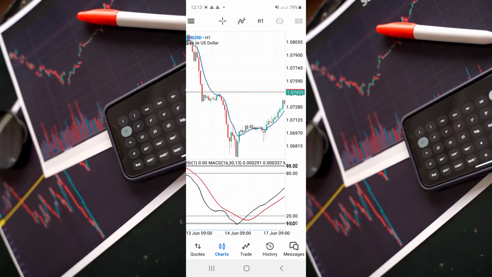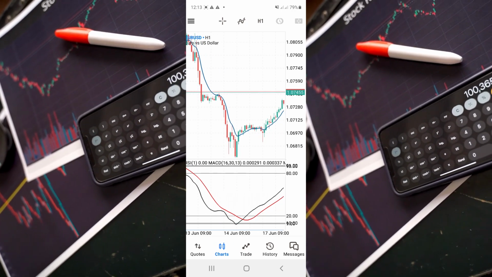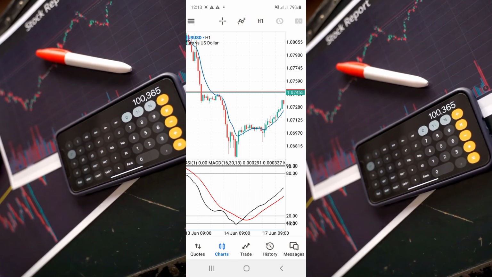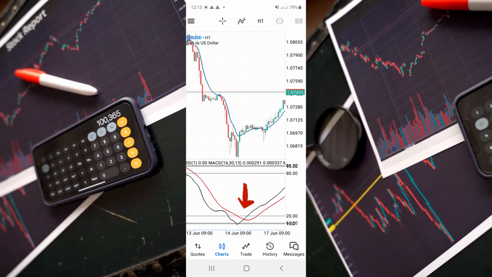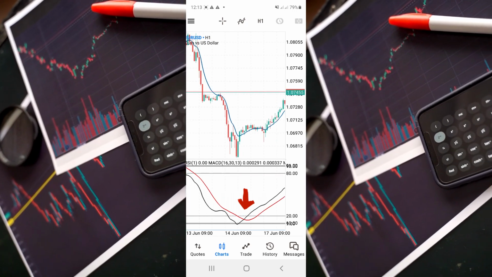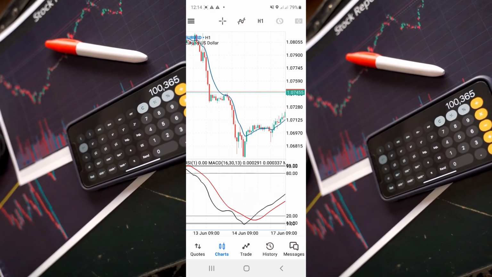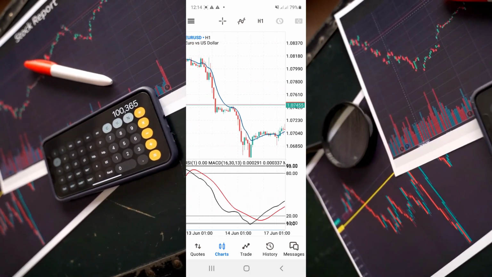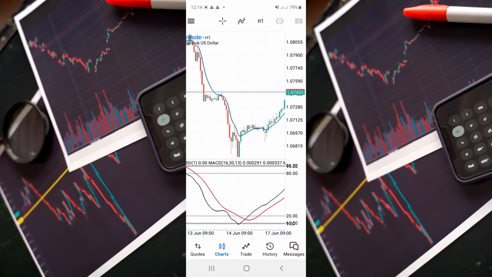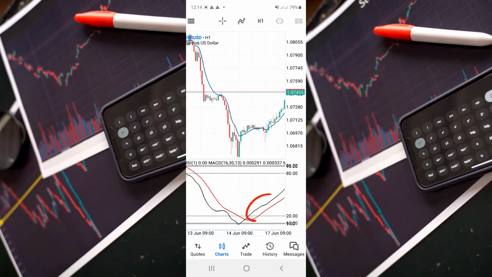The second condition is we wait for the black line to cross the red line when it's below the 20 level. As you can see, it happened right here. The black line crossed the red line when it's below the 20 level. Then the third condition is we wait for the black line to close above the 20 level. As you can see right here, the black line closed above the 20 level.